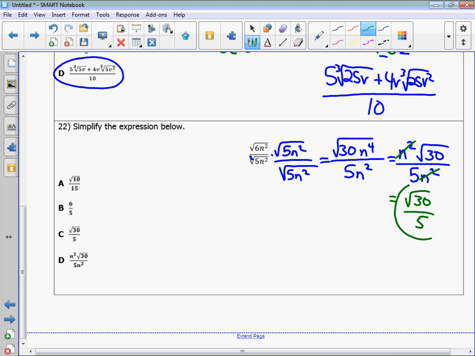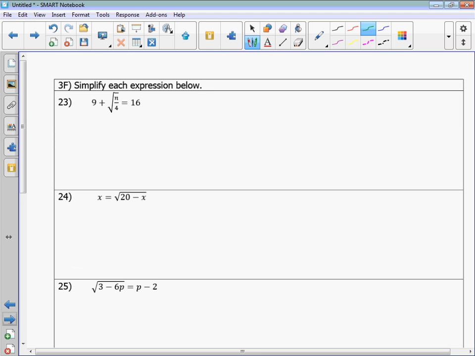So the first thing you need to do is isolate your radical. There's a positive 9 on the left side, so subtract first. It's the square root of n divided by 4 equals 7. Now the radical is isolated, now we can square it. It has to be isolated first. If you don't isolate it, it's just going to be wrong.